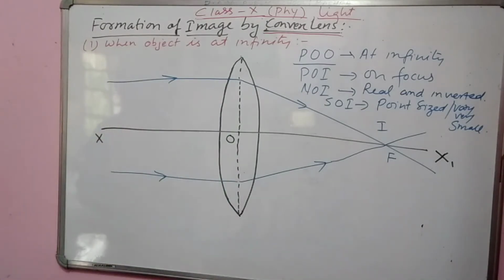So by drawing, if you are given the question, in the question the position of the object will be given, and you have to draw the ray diagram, and you have to write the nature, position and size. So likewise you will always write this.